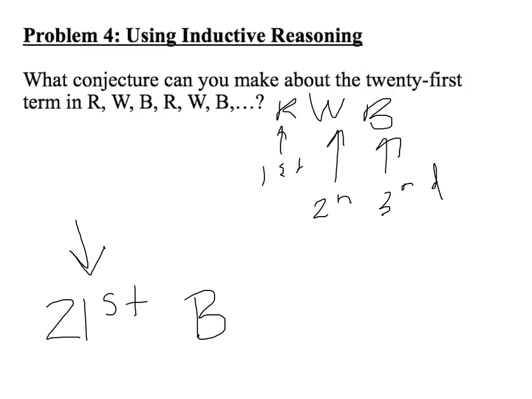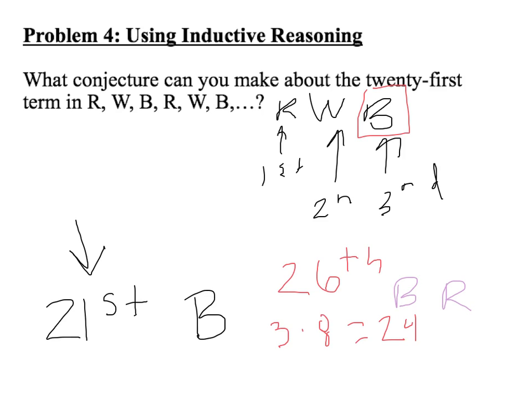Let's say if I was looking for my 26th term, I could say that 3 times 8 is equal to 24, and anything that's a multiple of 3 has the letter B because it's the third term, but now I need 2 more terms after that. So if my 24th term is B, then my 25th term would be R, and my 26th term would be W. My 26th term would be W.